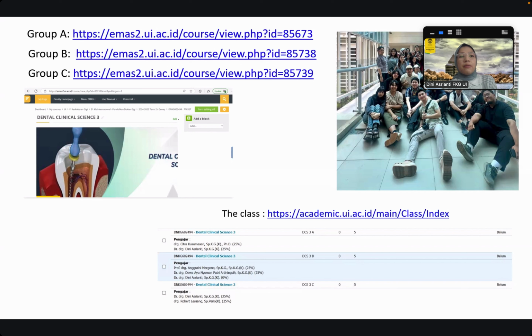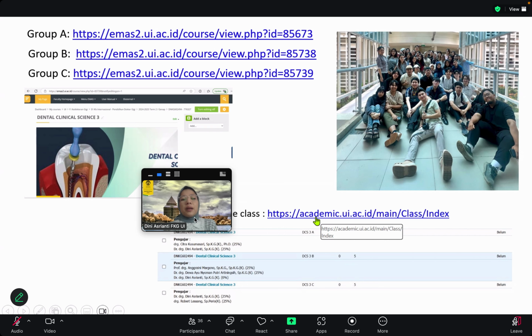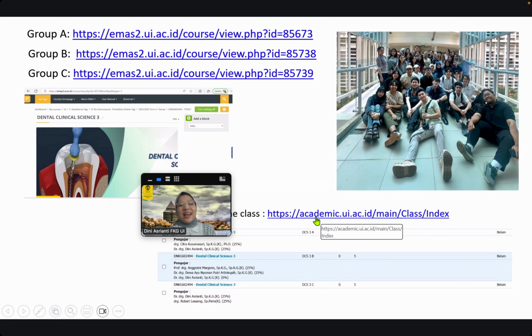Okay, so this is the syllabus that I already gave you, and this is the group mass that I already gave. Then I already opened the class for groups A, B, C, as well as the SIAP for the absences. I believe that group A, the first session will be with me, and the second one with Dr. Chitra. Group B, the first one will be with Prof. Dewi, the second with Dr. Ayu, and the third with Dr. Robi, and the second one will be with me. So I will be giving two classes as a facilitator.